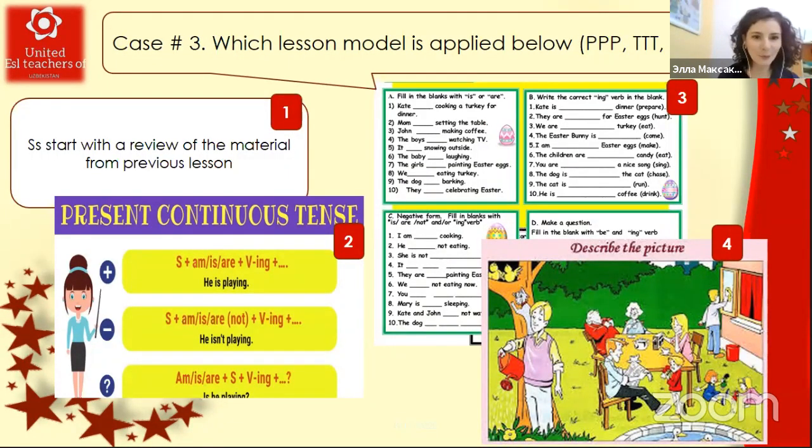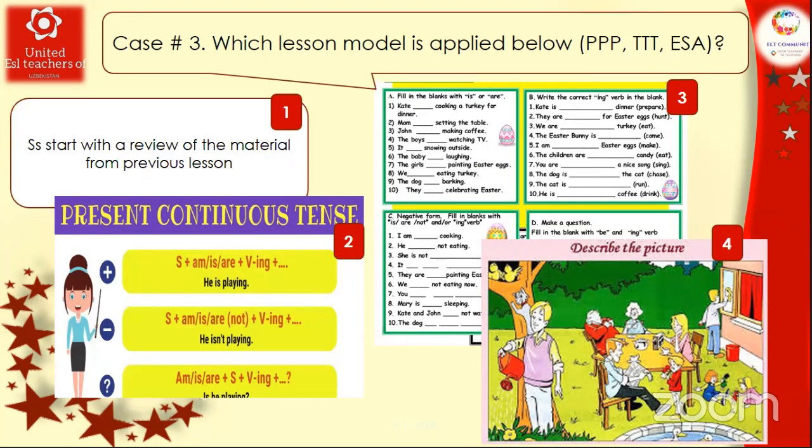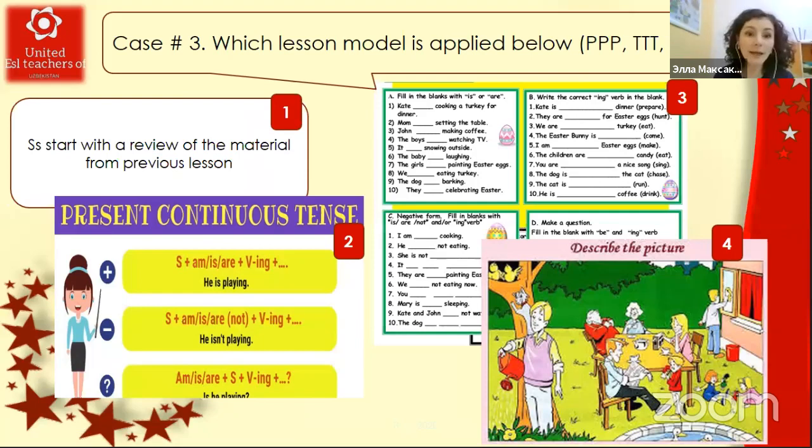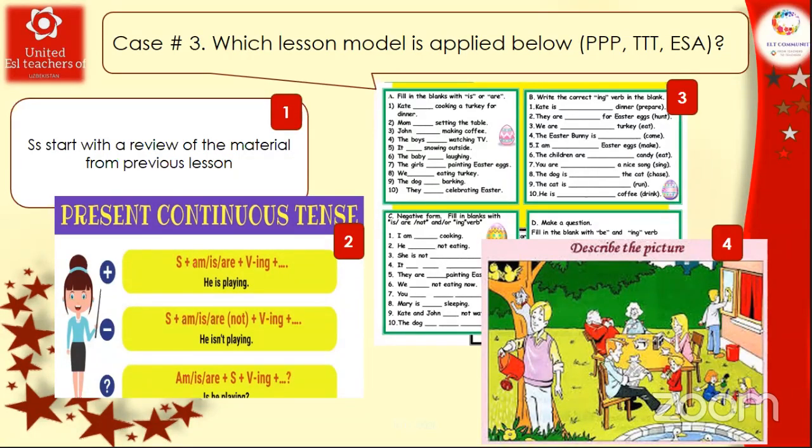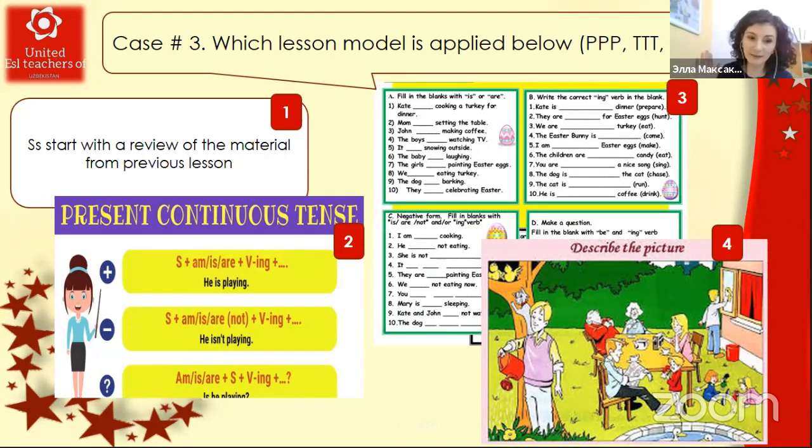Okay. Which lesson model is applied here? We start with TTT. Let's go through the steps together, and then you will share your understanding. The first step: the teacher starts with students reviewing the material that was taught in the previous lesson. Then the teacher immediately starts with a rule. I see this is present continuous. And only after that, there are activities to practice forms and to practice free speech.